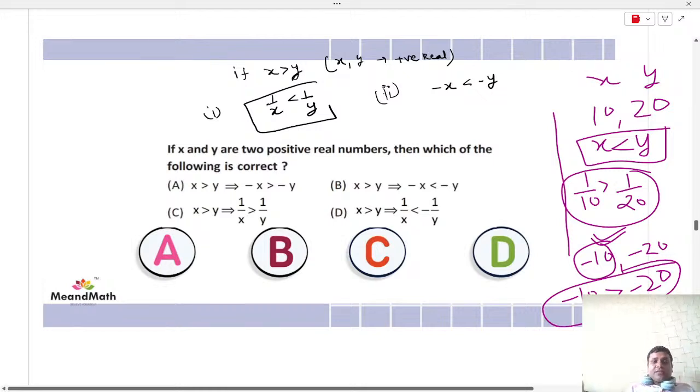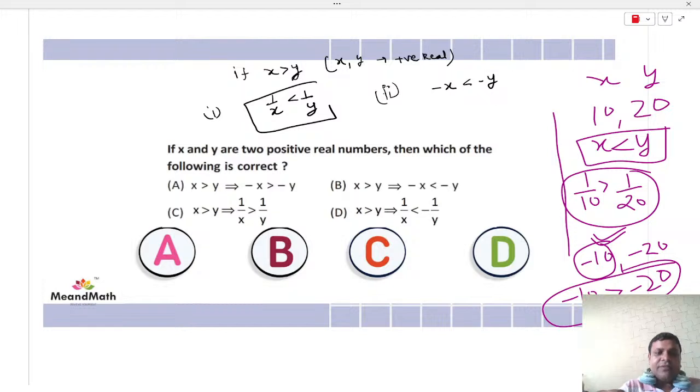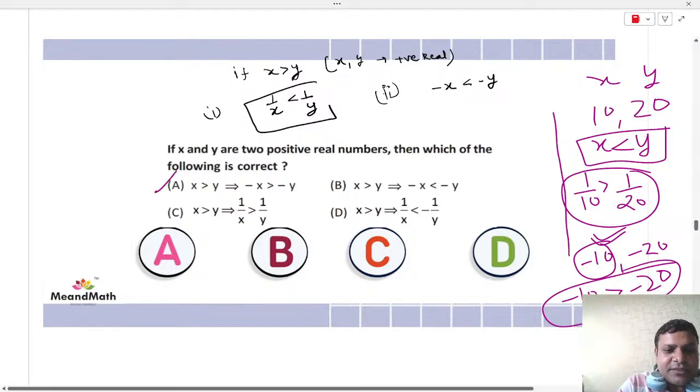So just remember two things. When you reciprocal the numbers, the inequality sign will change. When you multiply with minus on both sides, again the inequality sign will change. Now check which option is correct. This option is wrong because the inequality sign is the same here. Here the inequality sign is changed. So the B option should be the correct answer.